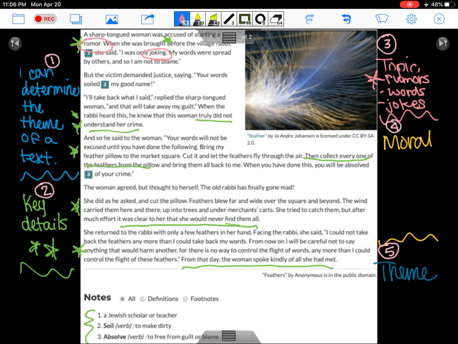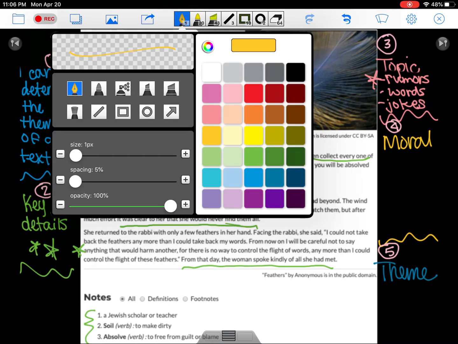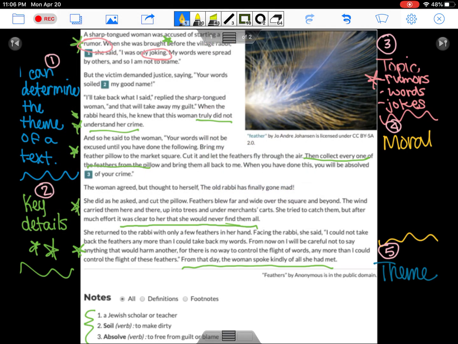Now that we've done that, let's think about the moral of this story. What lesson does the main character learn at the end of the story? Well, it says, from that day, the woman spoke kindly to all she met. So you could take something from in here. You could be looking in this final paragraph. We know that morals tend to be talked about in the end of the story, this final paragraph.